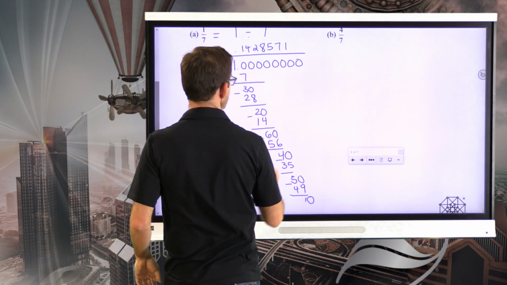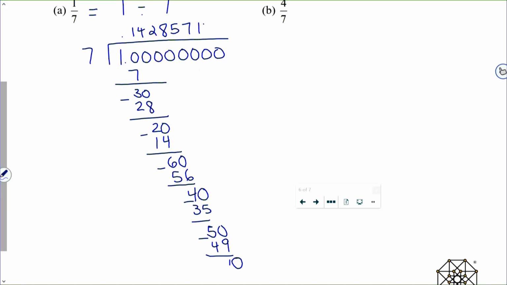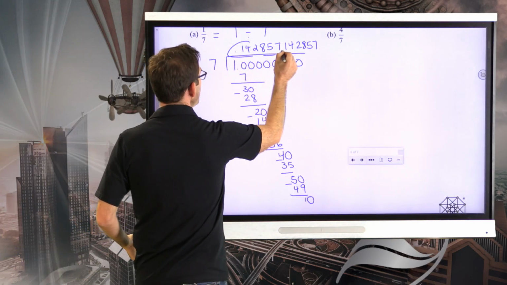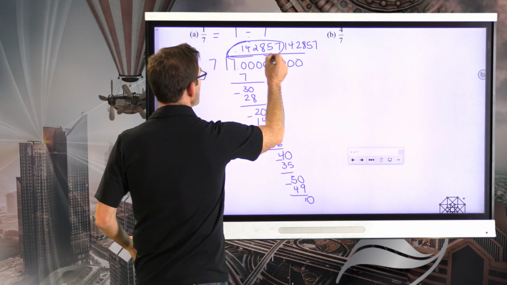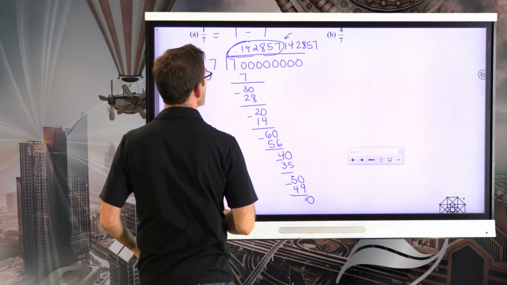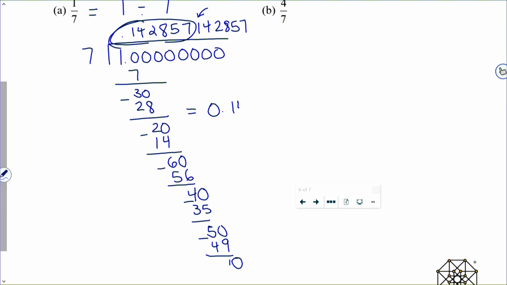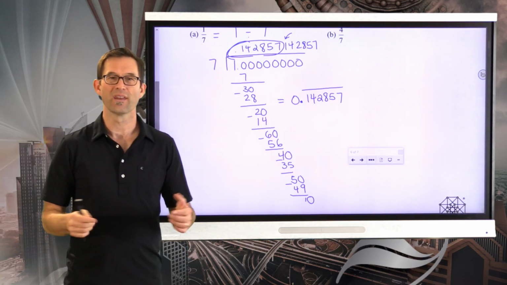So what would happen now is if I kept going, I would get 1, 4, 2, 8, 5, 7. Then I'd get 1, 4, 2, 8, 5, 7 again. So the remarkable part of this is that it takes all of this before we start to repeat again, right? So, in fact, 1/7 is the decimal 0.142857 with all of that repeating itself again and again and again.